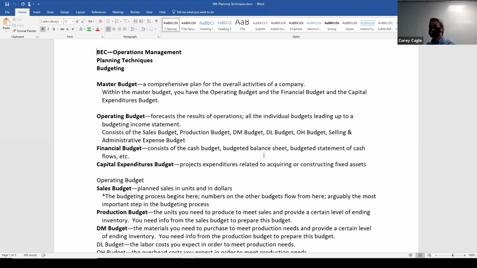So it's essentially every line item on the income statement has a budget with it. You've got the sales budget that predicts your sales. You've got all the components of cost of goods sold. Once you have an idea of how many you're going to produce, you've got to get a production budget. You've got a materials budget, then a labor budget, then an overhead budget, then a selling and administrative expense budget.